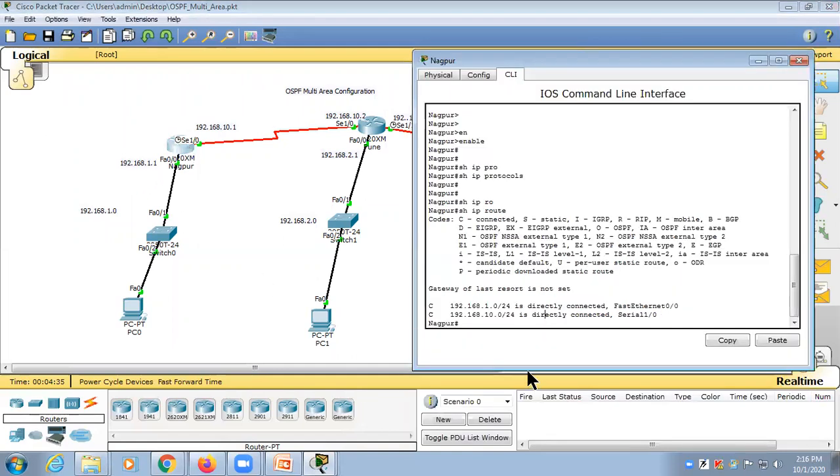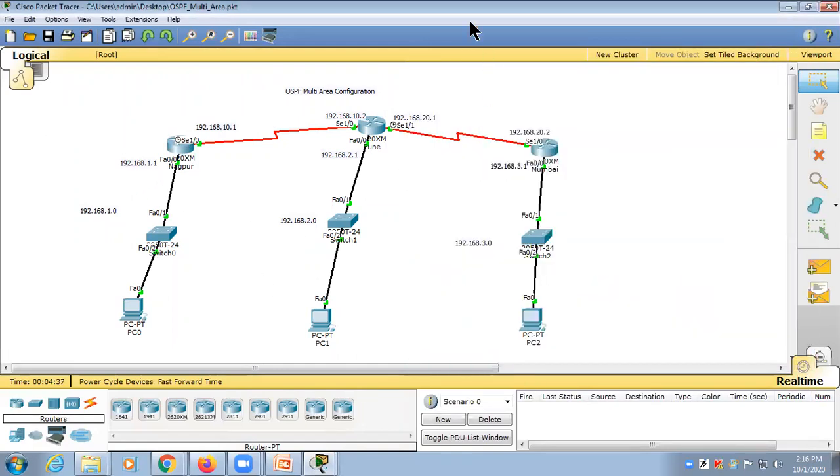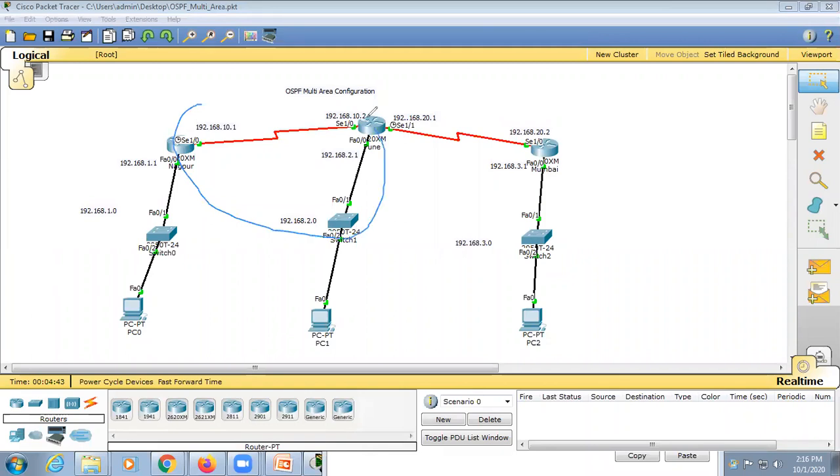Our concept is to divide this topology into 2 areas. I'm dividing this topology into 2 areas like this. This is area 0, which is the backbone, and from this area to this area, this will be area 1.